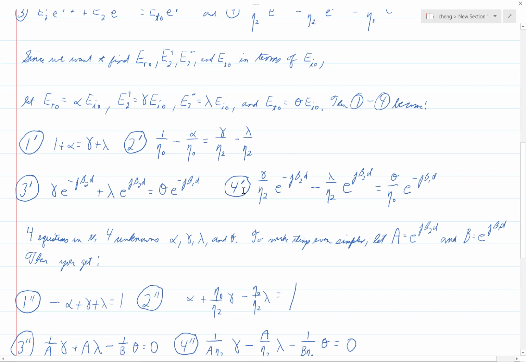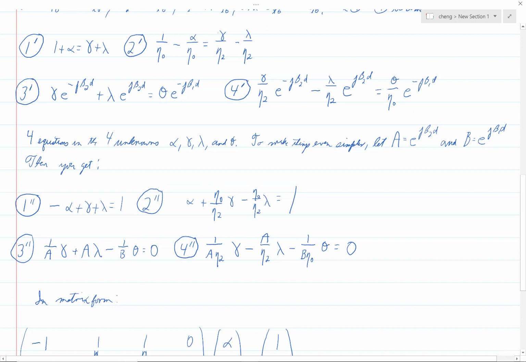Now, these equations look a lot simpler than 1 through 4, but we can make it look even better if we let A equal e to the j beta 2d and B equal e to the j beta 1d. If we make those 2 substitutions, then the 4 equations 1 prime, 2 prime, 3 prime, and 4 prime will become 1 double prime, 2 double prime, 3 double prime, and 4 double prime. And you see these equations look quite simple.